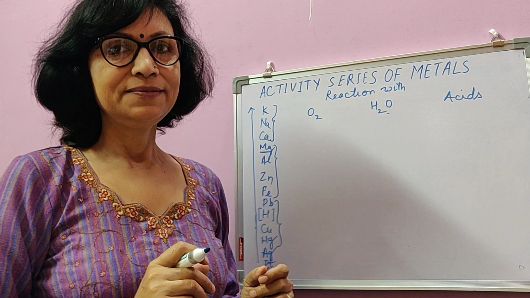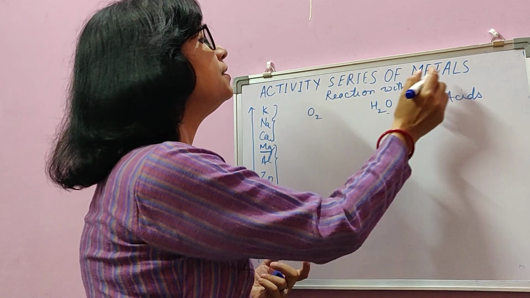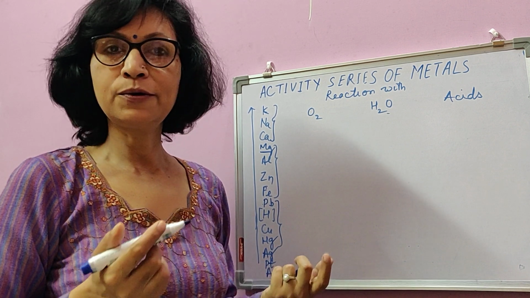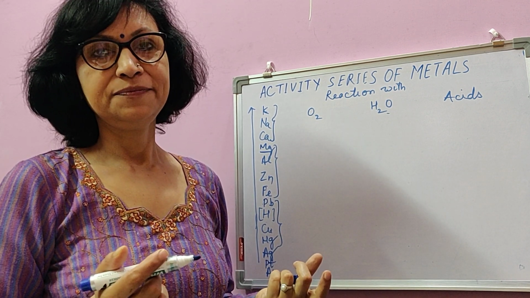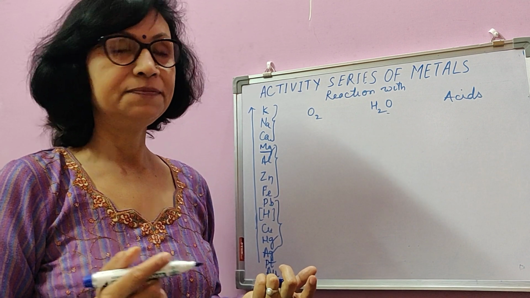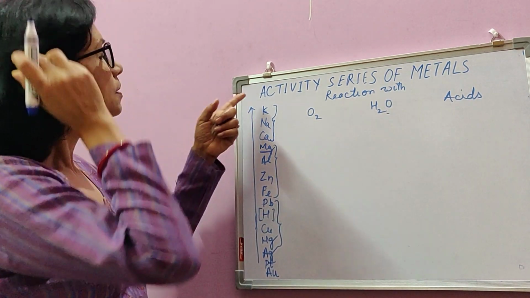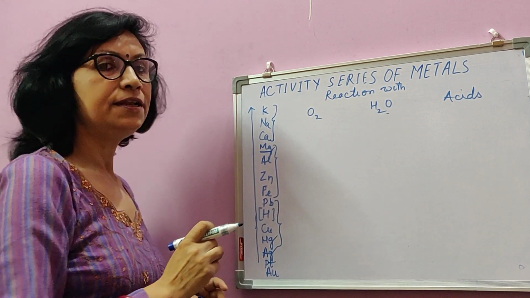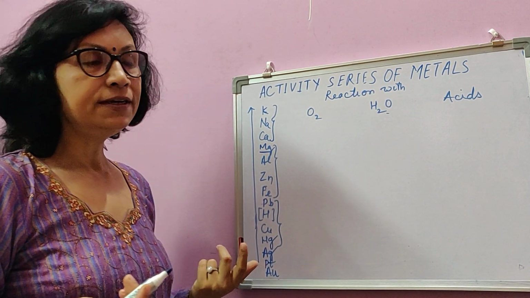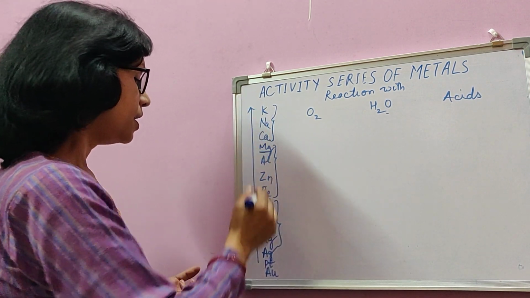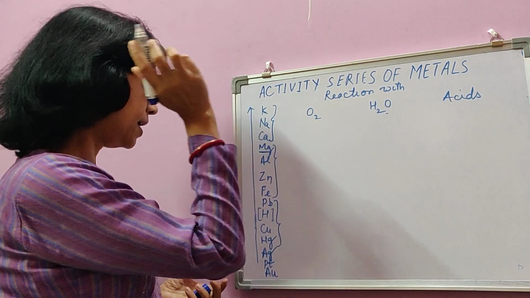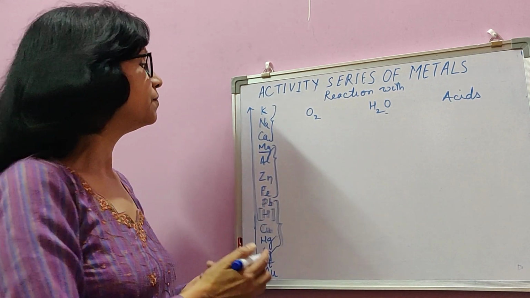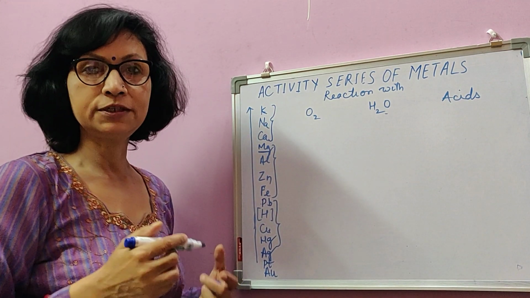Dear students, let's study the activity series of metals. The activity series of metals plays a very important role in the study of chemistry, especially inorganic chemistry. In the activity series, metals are arranged from top to bottom in decreasing order of activity, and from bottom to top in increasing order of activity. It means the bottommost metals are the least reactive and the topmost are the most reactive.